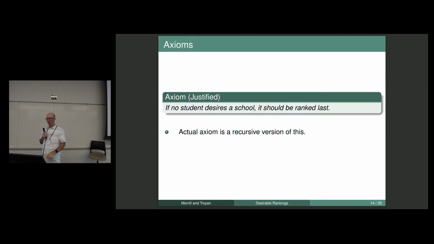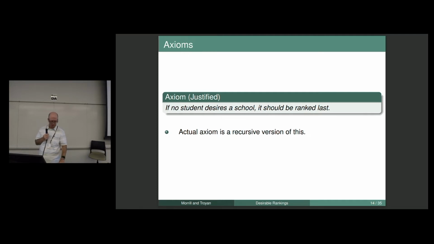All right, so our last axiom is based on how we distinguish schools. We want a reason for why a school is ranked ahead of another one. And so this is based on this notion of an under-demanded school. An under-demanded school is a school that nobody wants. And so I want under-demanded schools to be ranked last, right? The axiom we're actually going to use is just a recursive version of this, but it's fine to think of it as: a school nobody desires should be ranked last.